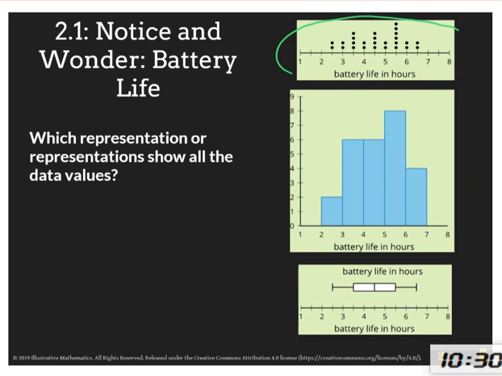So the dot plot is the only one of the three of these that shows all of the data values. Here, the box plot separates them into quarters, right? So you've got 25%, 25%, 25%, 25%. Here, the histogram puts them into segments, right? And so this segment is all of the values between 2 and 3. This segment is all of the values between 3 and 4, all right? And so these do not give you the individual values as well. Only the dot plot does.